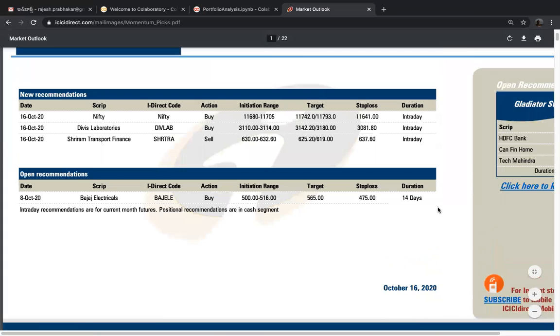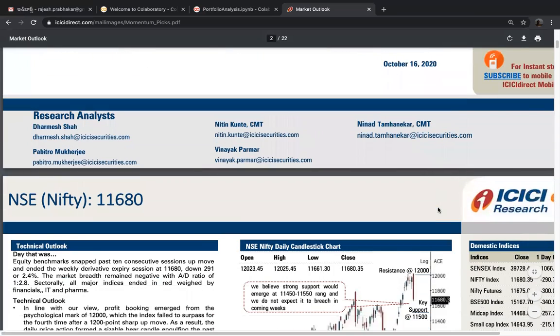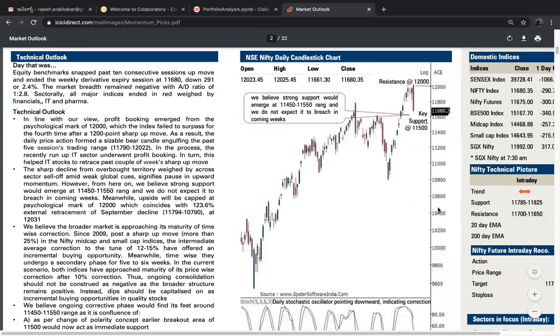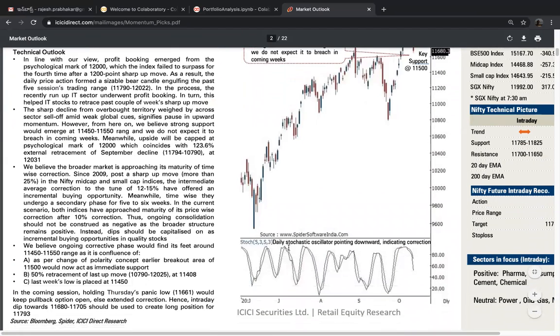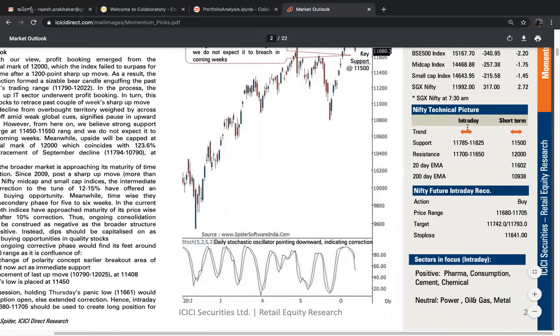So this is your ICICI October 16, 2020 report. That means today only the report came out. 11,068 technical outlook, candlestick chart, and look at the bottom. They are using a stochastic oscillator. Stochastic oscillator is again a technical indicator. And if you come to the right, you see here 20-day EMA, 200-day EMA. Instead of using simple moving average, they are using EMA. 20-day EMA is 11,602, which is your resistance level. The second resistance is 200-day EMA, which is 10,938.